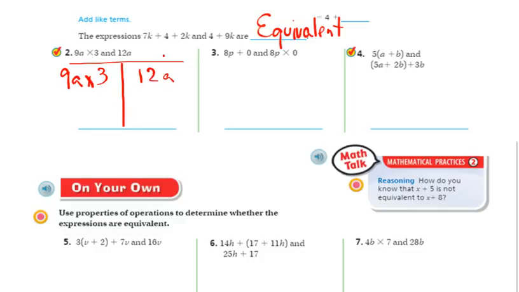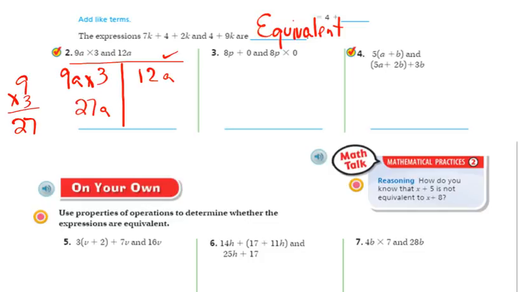So I look at the 12a here, and that already looks simplified. So I'm going to work with the 9a times 3. Now, the nice thing with multiplication is we can multiply our coefficients. So 9a times 3, 9 times 3 is 27. So the simplified version of this is 27a.